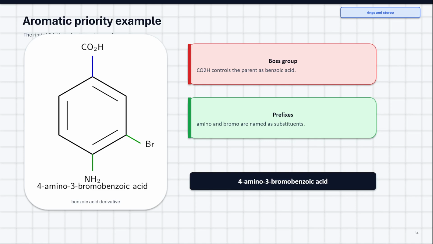The carboxylic acid has high priority, so the parent is based on benzoic acid. That means the carbon attached to CO2H is treated as position 1. Then we number around the ring to give the substituents correct positions. The amino group is at carbon 4, and the bromo group is at carbon 3. Alphabetically, amino is cited before bromo. The final name is 4-amino-3-bromobenzoic acid. The ring still follows the Boss group rule.